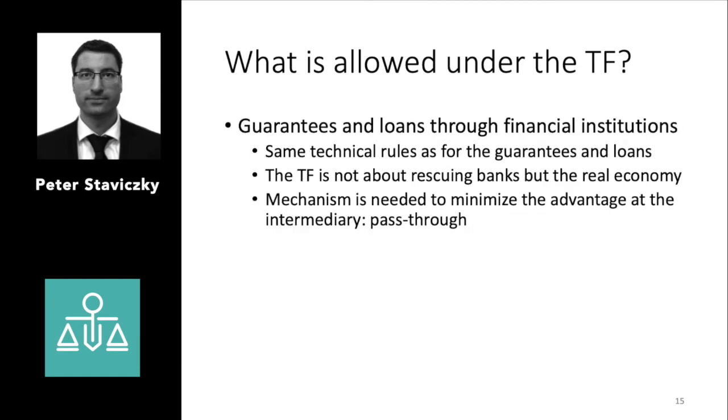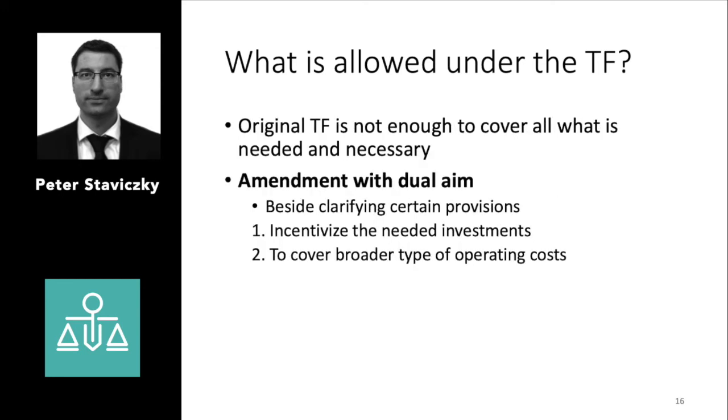And last but not least, these measures can be granted through financial institutions, but it's important that we keep the advantage at the level of the borrowers and not at the level of the banks. So they need to do everything to minimize the advantage at their level. The advantage has to pass through the financial intermediaries and has to arrive at the final users. Next slide, please. So what is allowed under the temporary framework after the changes? Because the Commission has changed the rules in early April.